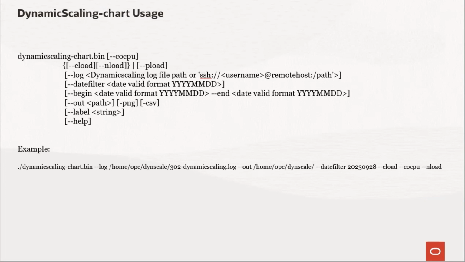You have various options whether you want to make a PNG image by giving your PNG or your CSV to make a CSV file. Then you have the label, the string to be used in title and file name, and finally your help, which is the command help. Now by default, dynamic scaling chart generates an HTML page with embedded chart and dynamic scaling parameters in use for the measured period. So if you just need only the PNG image file, you can give the PNG option.